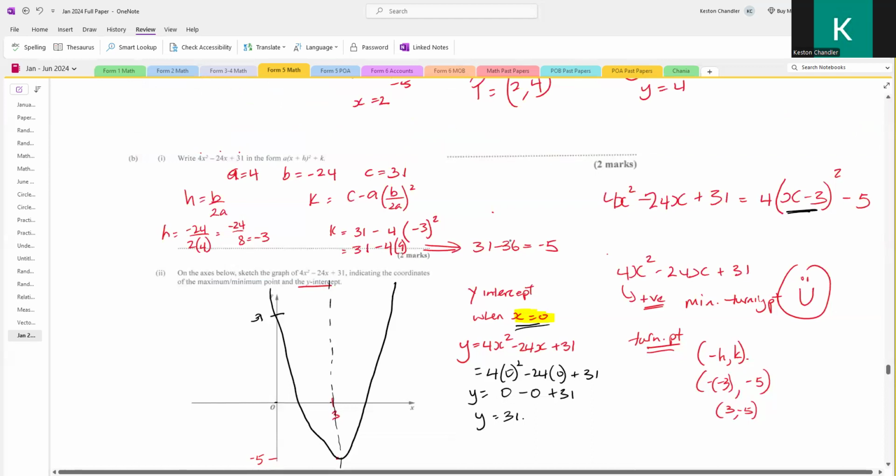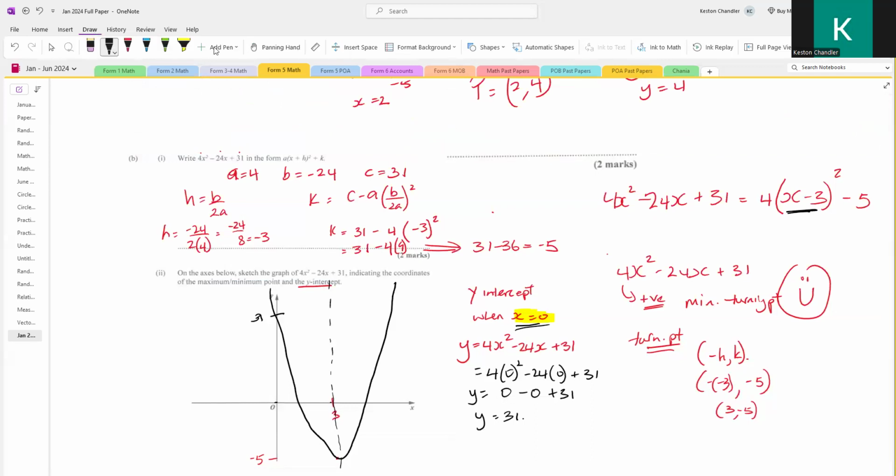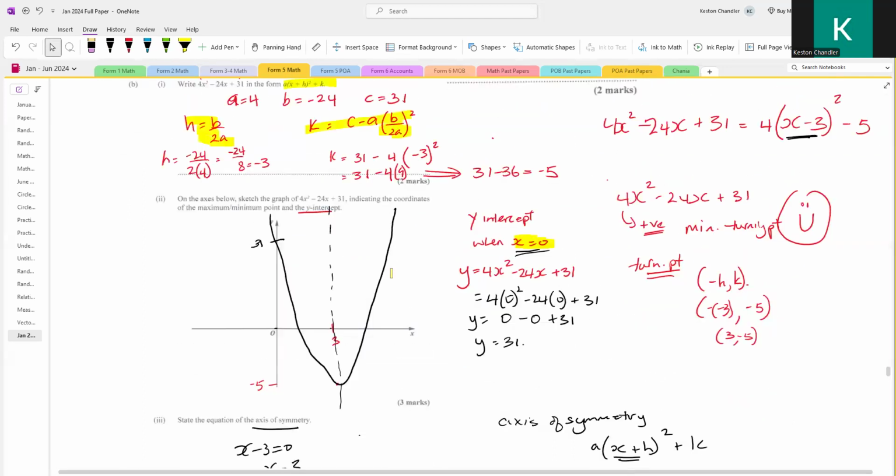Right, so important things that you need to take away from this question. These formulas here for h and k are important. Remember when you have to write it in this form, that's how you get the h and the k values. Sketching our graph, you need to find the y-intercept and the turning point. The turning point is minus h and k. So whatever value you find for h, you put a minus sign in front of it. And whatever value you find for k, that's what gives you the turning point.